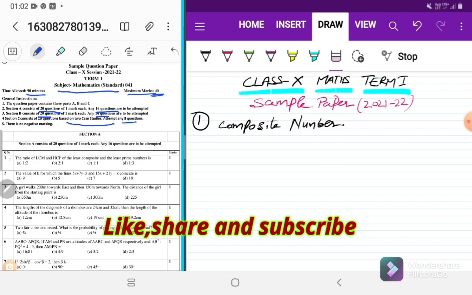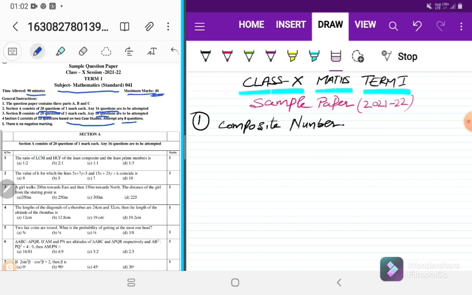So first of all, my first question is that you have to find the LCM and HCF of the least composite and least prime numbers. So first of all, you should know what composite numbers are and what prime numbers are. So children, what is a composite number?